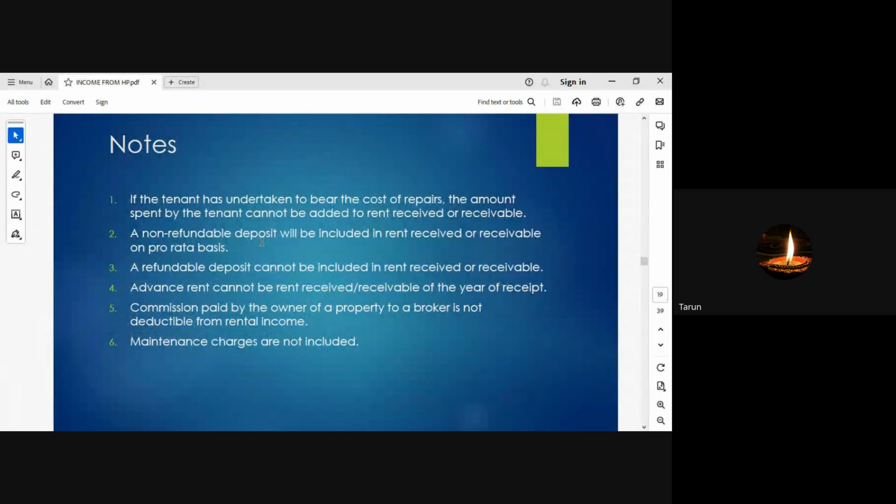If the tenant has undertaken to bear the cost of repairs, the amount spent by the tenant cannot be added to the rent received or receivable. So if the tenant took responsibility to bear all the cost of the repairs, whatever amount is spent by the tenant will not be added at all to the rent received or receivable. A non-refundable deposit will be included in rent received or receivable on a pro rata basis. Pro rata basis means, say, 30% would be included and the rest would not.